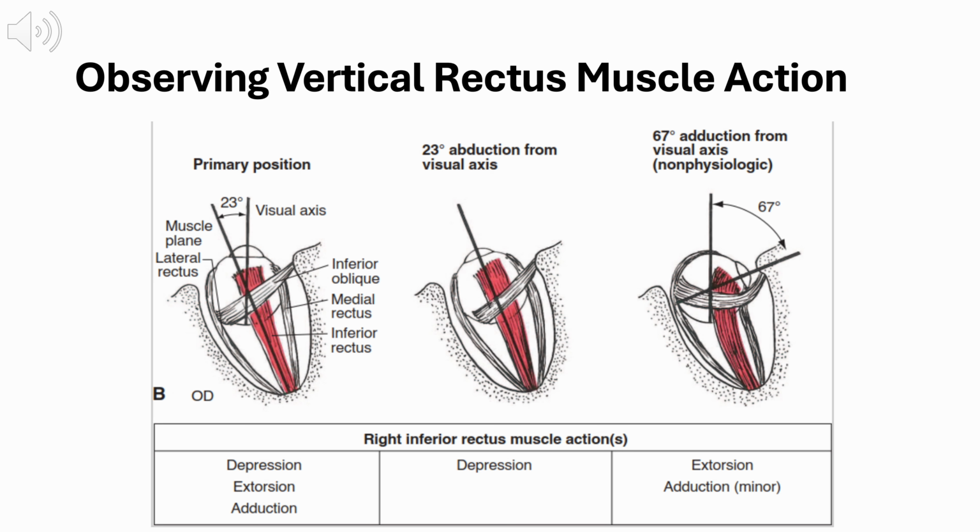Here the same concept applies, just mirrored for the inferior rectus. In primary position, the inferior rectus also pulls at an angle to the visual axis, so its action is mixed.